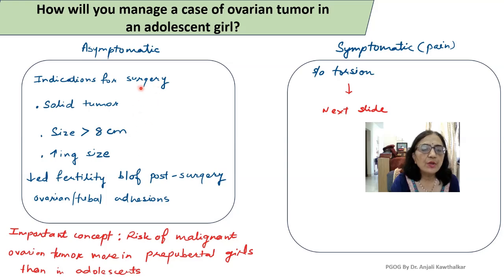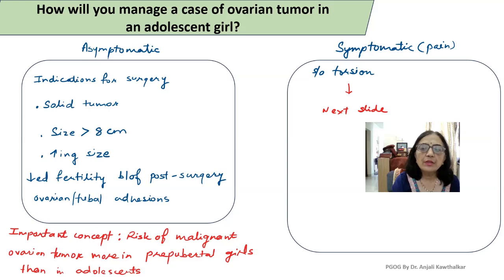So the selection of surgery is to be done carefully in adolescent girls, as post-operative adhesion formation, ovarian or tubal adhesions, will reduce the fertility potential. Again, an important concept: the risk of malignant ovarian germ cell tumors is more in pre-pubertal girls than in adolescents.